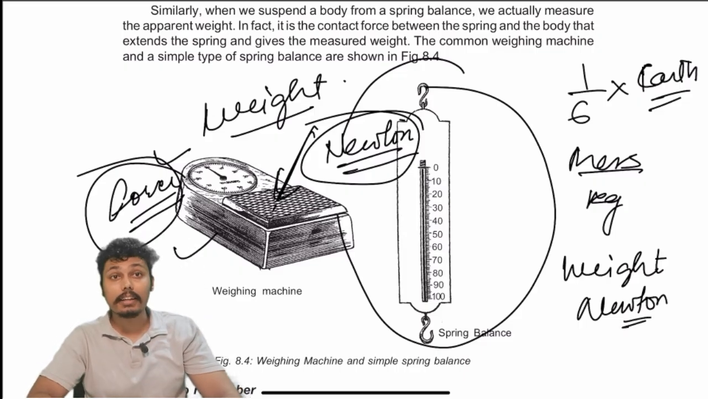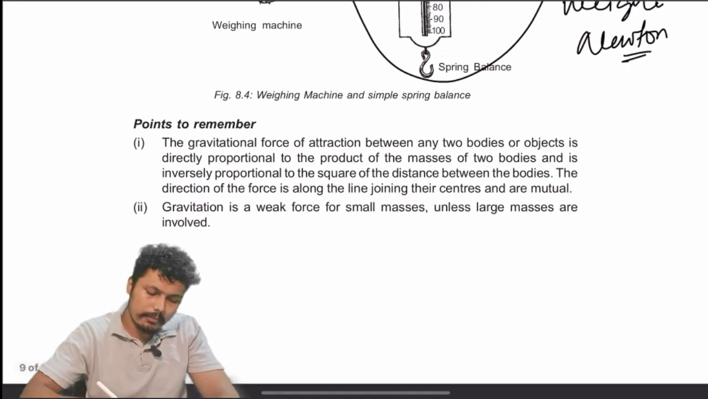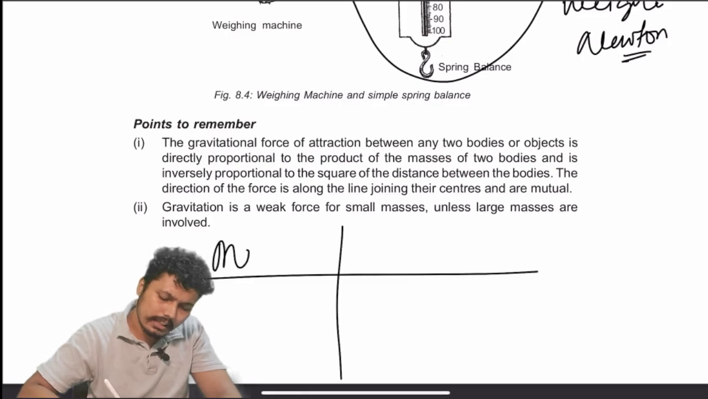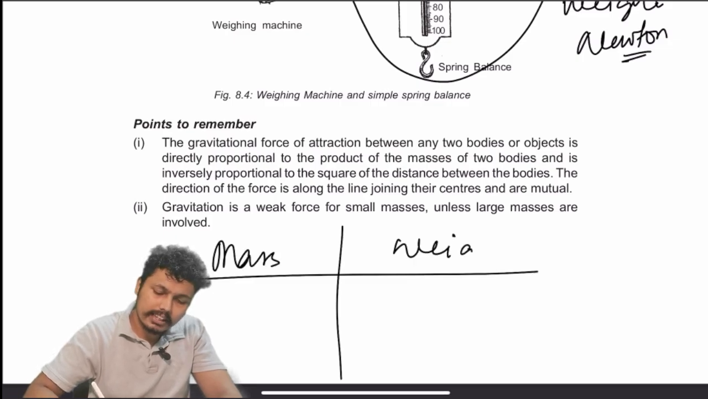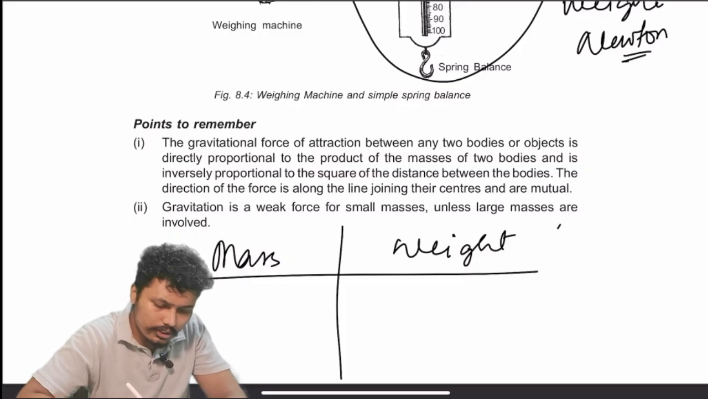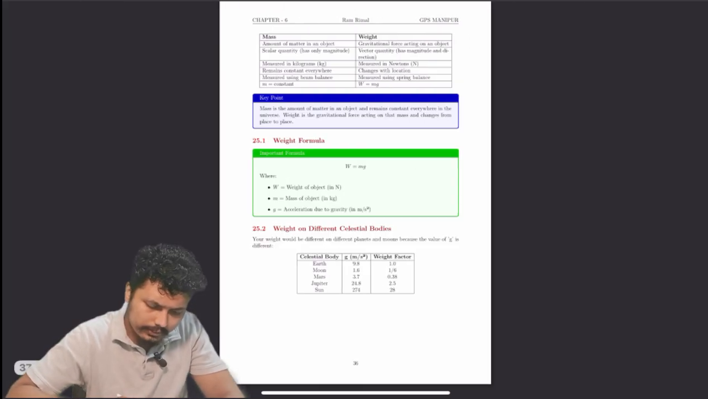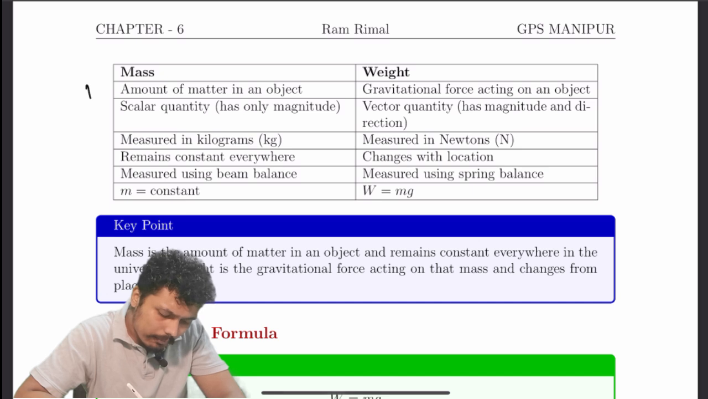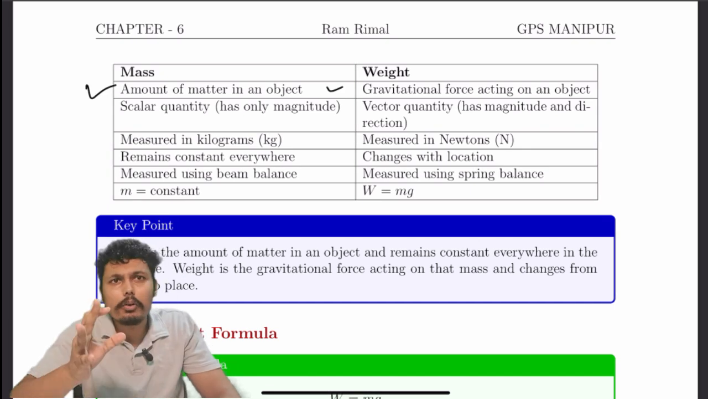Okay, weight is measured in Newton. So one question may come: the difference between mass and weight. They usually ask this question. So what is the difference between mass and weight? Mass is the amount of matter in an object. Wherever you go, the amount will be there.